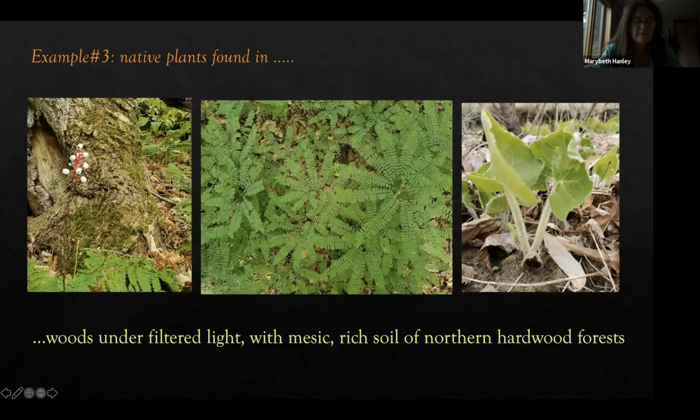These are some native plants that you would also find in the woods, in the same kind of situation, filtered light, but there's something about the soil that's different. The soil is richer. It's associated with northern hardwood forests, and you see things like this baneberry, which is also called doll's eyes, on the left, and then this maidenhair fern, and then this is a wild ginger on the right.